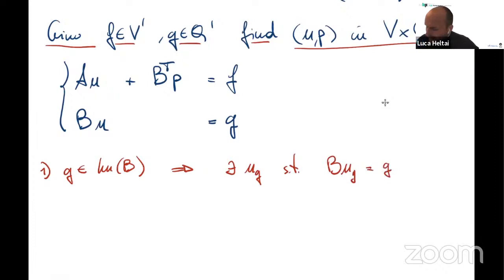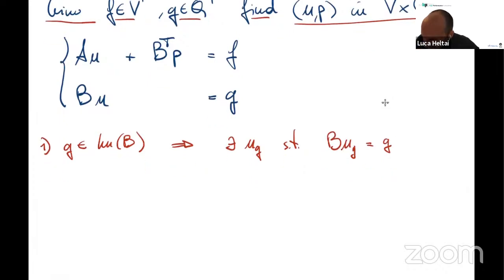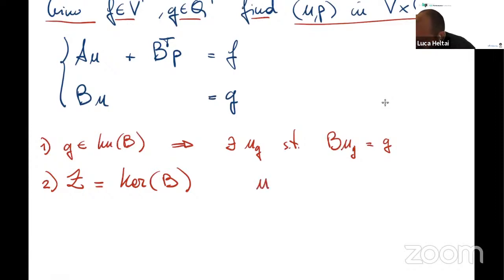If you rewrite this in this way, then you can split the problem that you want to solve using the following notation. We called K the kernel of A, so let me call Z the kernel of B, okay? And let's write U as U0 plus UG. Clearly, U0 belongs to Z.